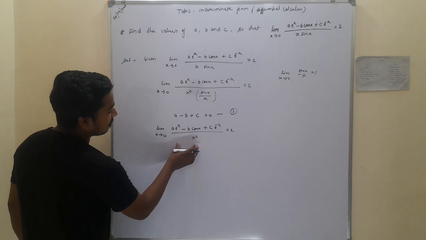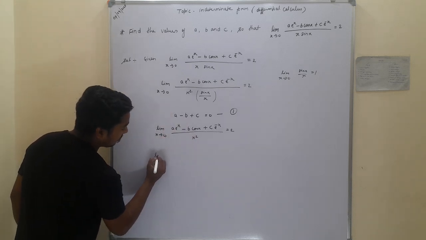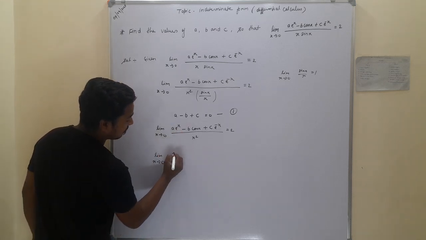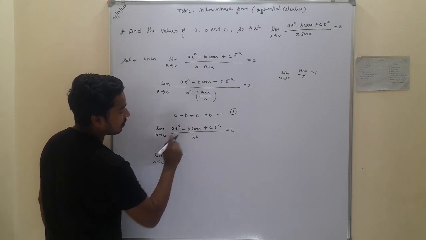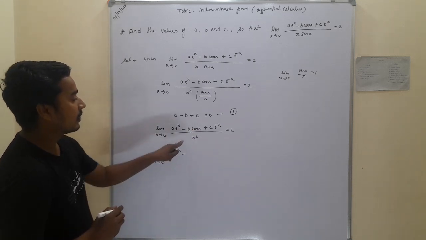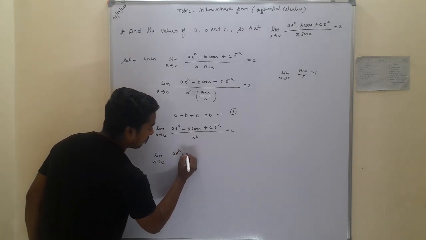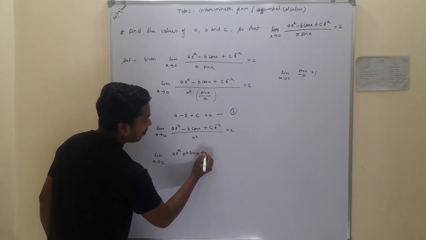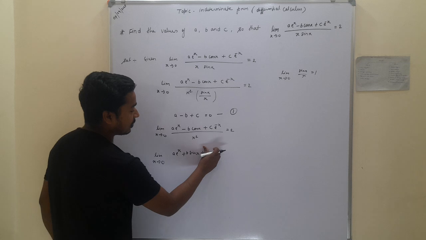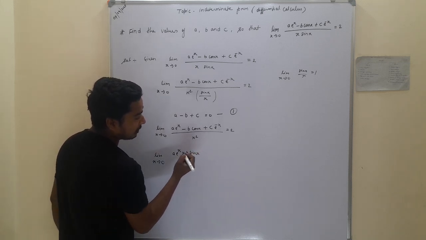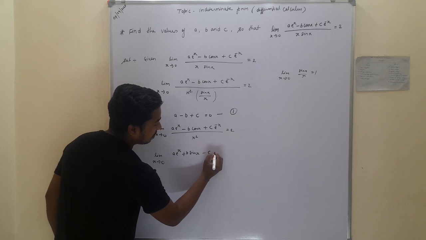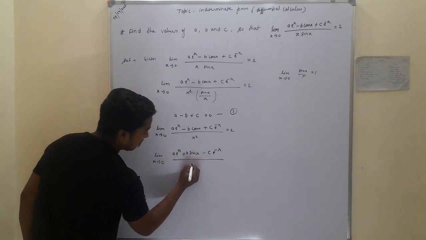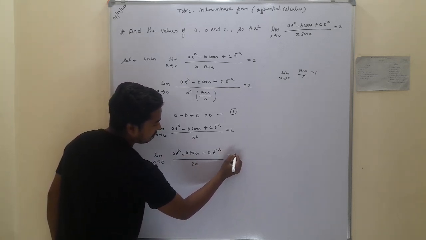We differentiate with respect to x. We get limit x tends to 0: e^x differentiated gives a e^x; cos x differentiated gives minus sin x, so it becomes plus b sin x; e^(−x) differentiated gives minus e^(−x), so it becomes minus c e^(−x); and x² differentiated with respect to x gives 2x, equal to 2.